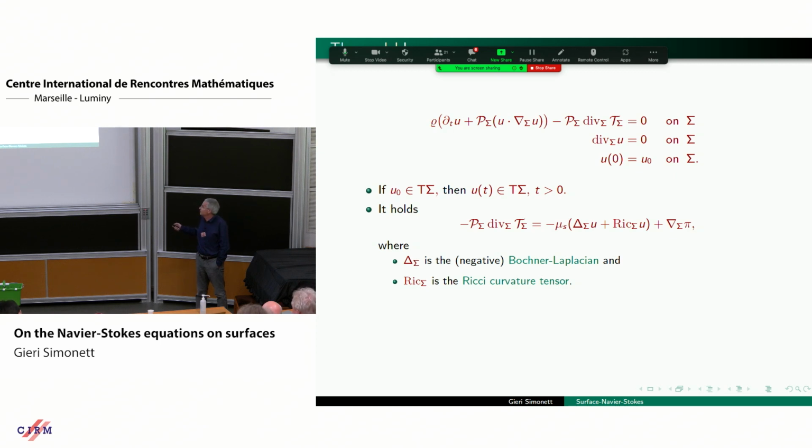So again, to repeat myself, this is now purely intrinsic, and I could have started with this from the very beginning. In the two-dimensional case, it happens that the Ricci curvature is the same as just the Gaussian curvature, which is a scalar, and then you apply it to the tangent field, and now you have a vector field here. So these will be the equations that I will be looking at, relying on the insight of what the dissipation here is.